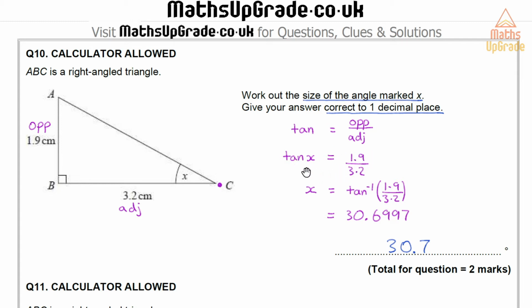Since I need to work out the angle, I need to rearrange this to get x the subject of this equation. So the inverse of tan is shift tan, so shift tan 1.9 divided by 3.2. Remember to close the brackets on your calculator and you get 30.6997. Round to one decimal place, that gives 30.7 degrees, and that is 2 marks.